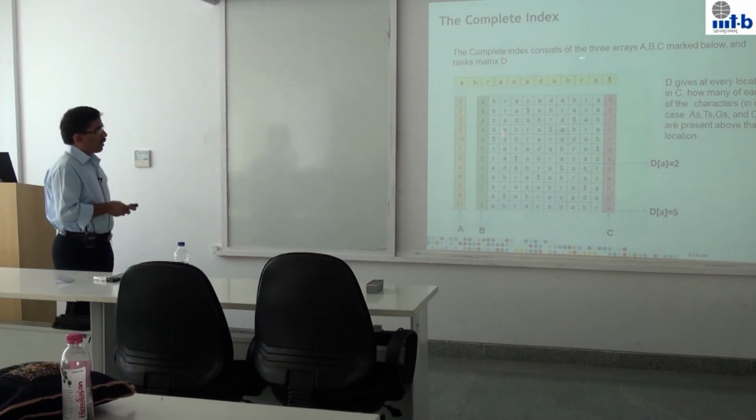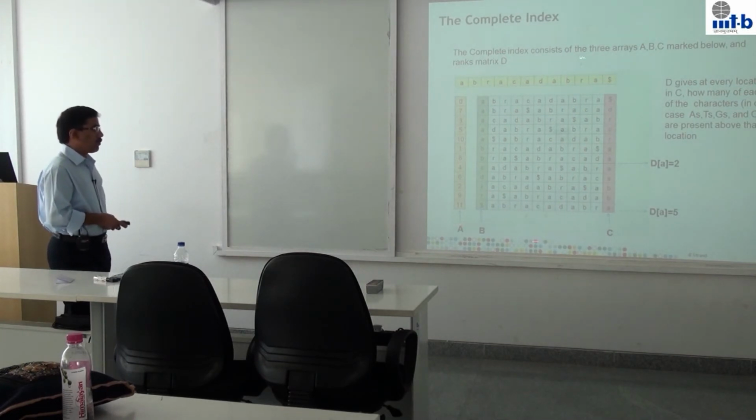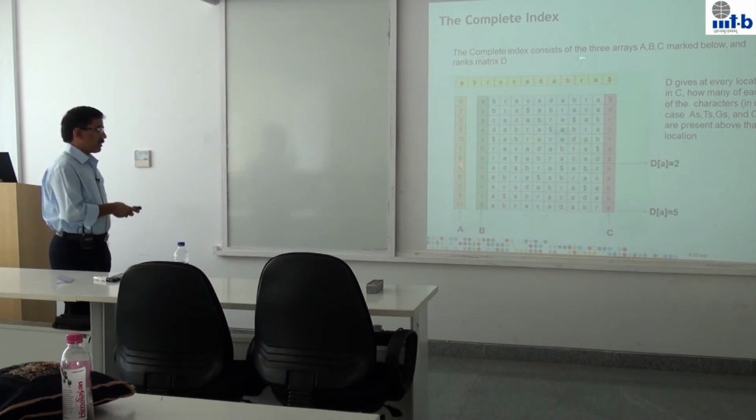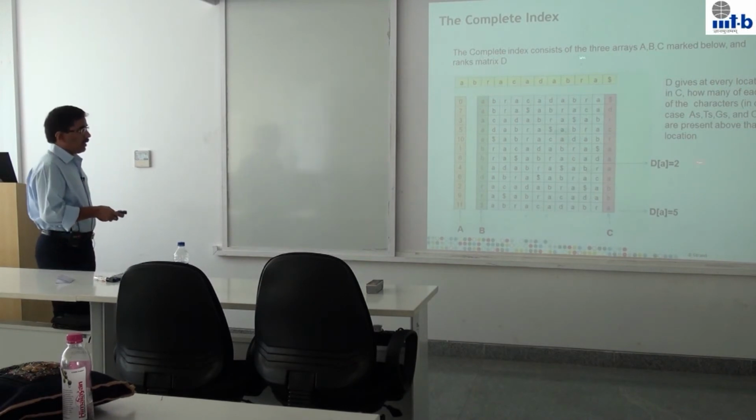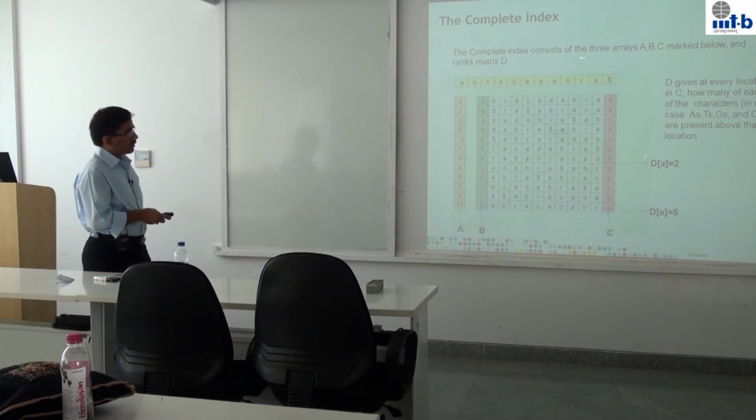So to store the complete index, we need 4 things: A, B, C, and D. A is the suffix array, B is the first column here, and C is the last column, which is also called the Burrows-Wheeler transform. And D is an additional matrix that we need.